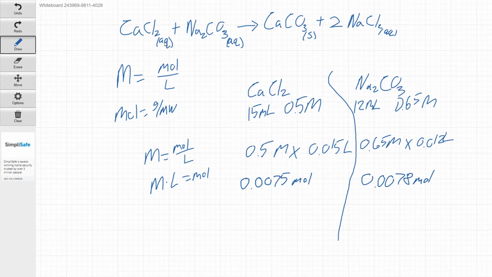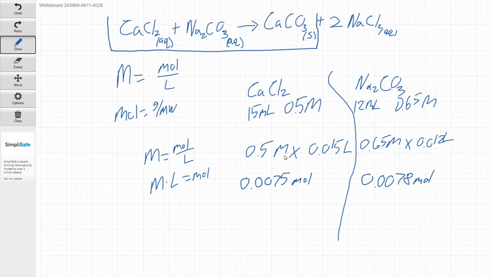If we look at this equation here, thankfully all the stuff we care about in the reaction is a 1-to-1-to-1 ratio. All 3 of these are 1-to-1-to-1. You can tell based off the coefficients in front, or if there isn't a coefficient in front, it's just 1. So for every 1 mole of calcium chloride, I can make 1 mole of calcium carbonate. For every 1 mole of sodium carbonate, I can make 1 mole of calcium carbonate.